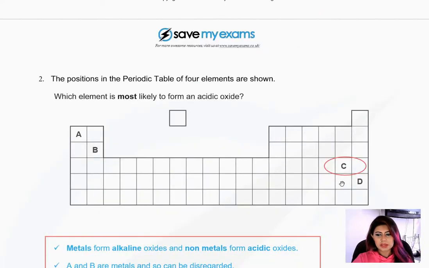Which one is most likely to form an acidic oxide? Of course, acidic would be non-metal, so it would be after the zigzag line, which is on that side. But then there are two answers, C and D. If you look at D, D is a noble gas, and noble gas does not react. So noble gas has nothing to do with the chemical reaction, so it can't be D, it has to be C.